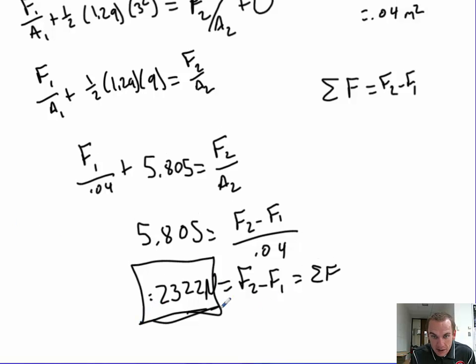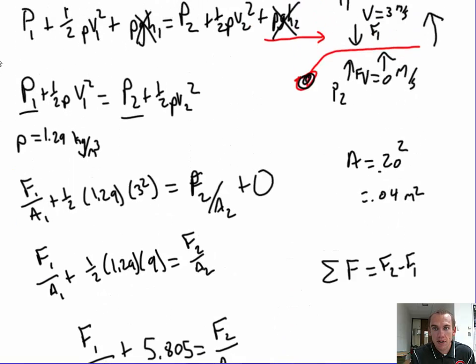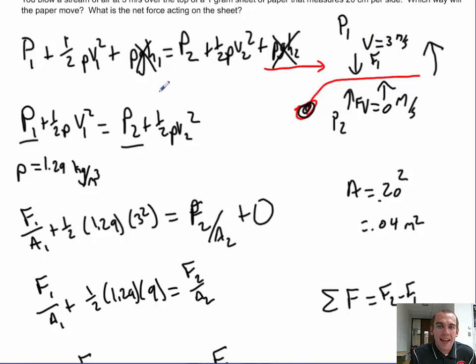Now I want to point something out about that. That is a positive force, just like I thought it should be, because the paper was going to go up, so there's a net force up. And also, since the height didn't change, that term dropped out.